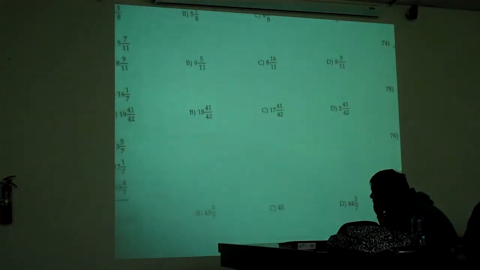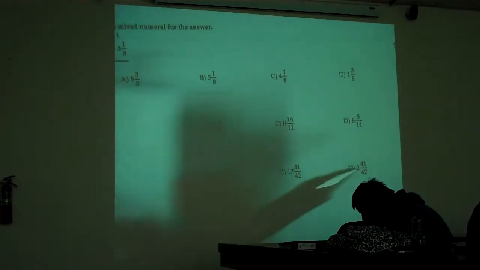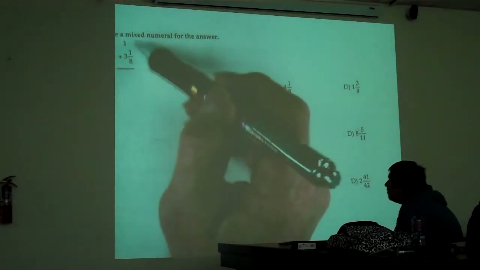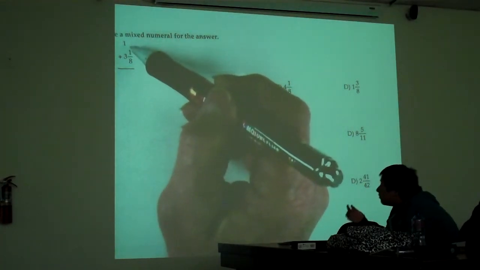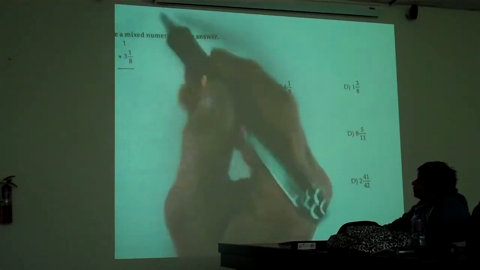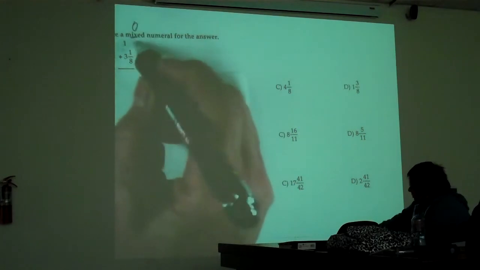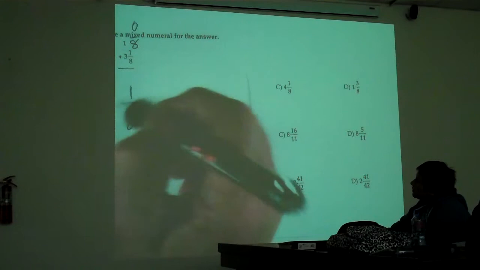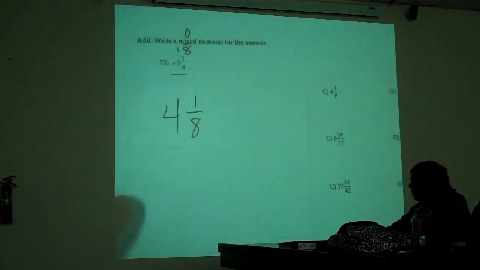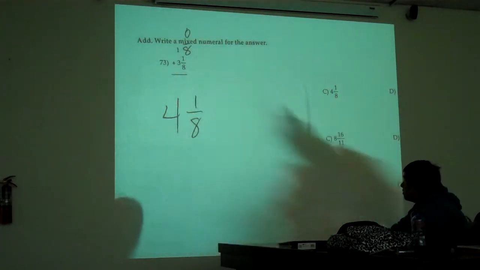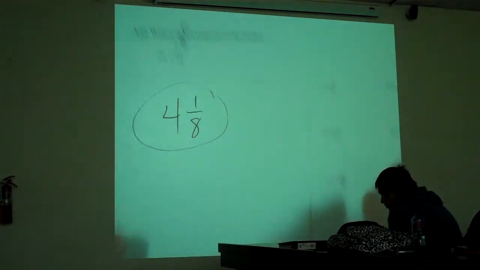Okay, 73. 1 plus 3 and 1/8. Okay, you don't have to have a number here to add 1/8 to. If it was subtract, you would need a number there. You say 0/8 plus 1/8 is 1/8. Okay? 0/8 plus 1/8 is 1/8. 1 plus 3 is 4. 1/8, 0 plus 1 is 1/8, and 1 plus 3 is 4. 4 and 1/8.